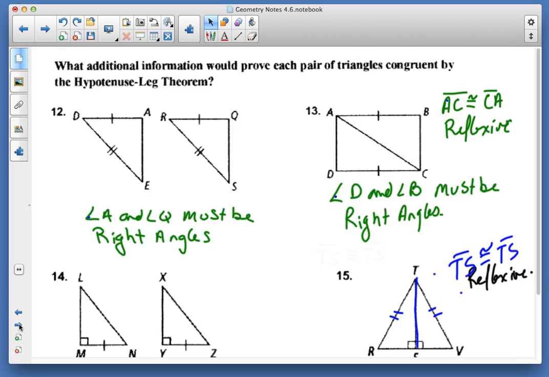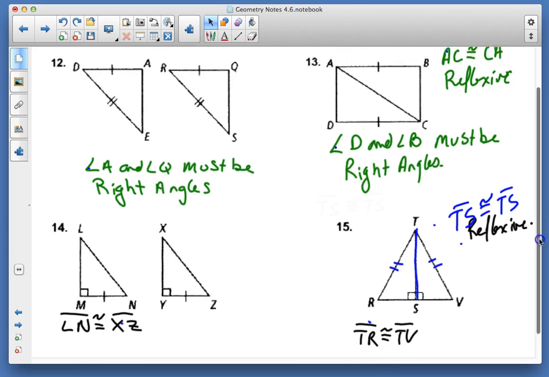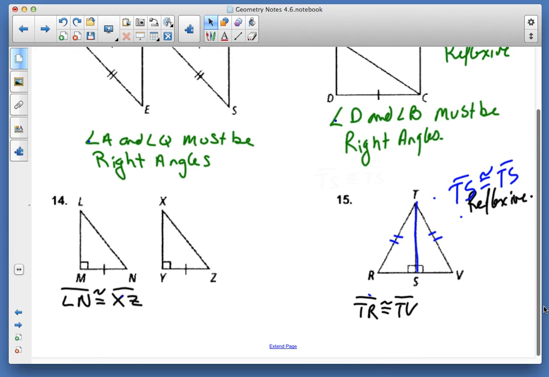Now, in 14, I need one more thing, and I need a specific side. I already know the right angles, and I have a leg. Legs make the right angle in the triangle. So I need the hypotenuse. Okay, LN and XZ, LN coming down and XZ is coming down. I need the hypotenuse both to be congruent to each other.